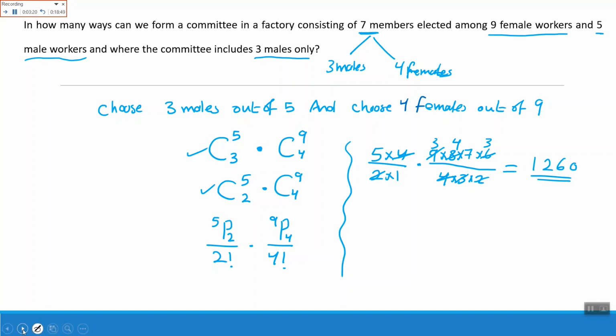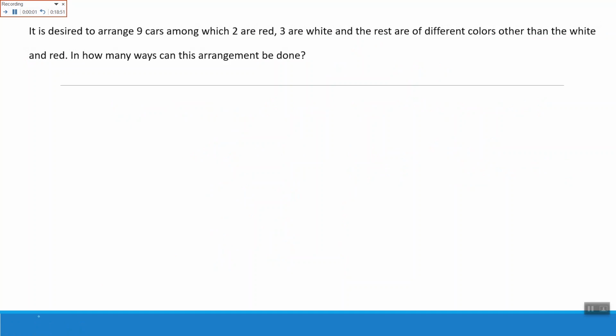Okay, now let's look at a new idea. Here, it is desired to arrange. So there is the arrangement. 9 cars among which 2 are red, 3 are white, and the rest are of different colors, other than white and red. In how many ways can this arrangement be done? This is an important question because here we'll be discussing an important thing. Yes, we want to arrange 9 cars. The question says arrangement, so it should be permutation, but actually it is not purely permutation.